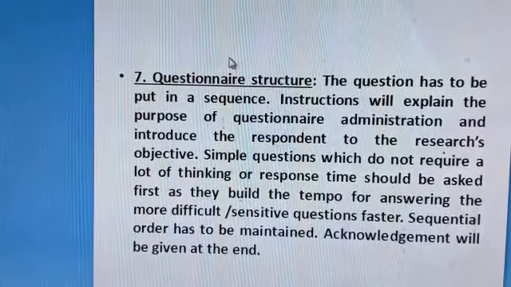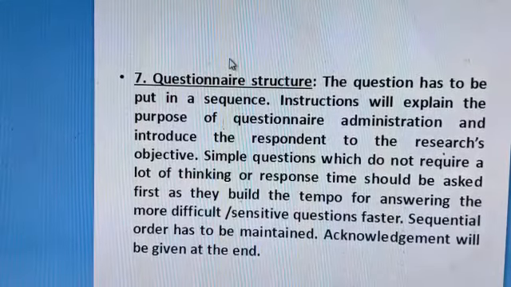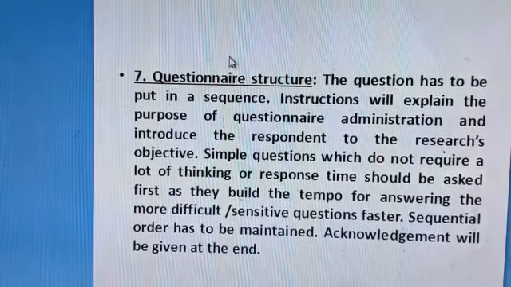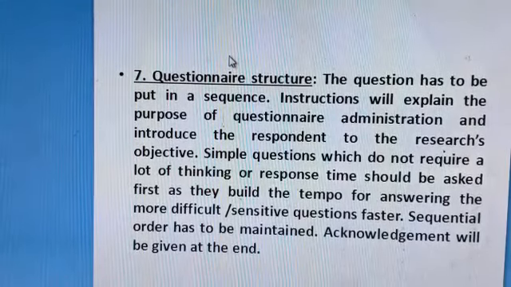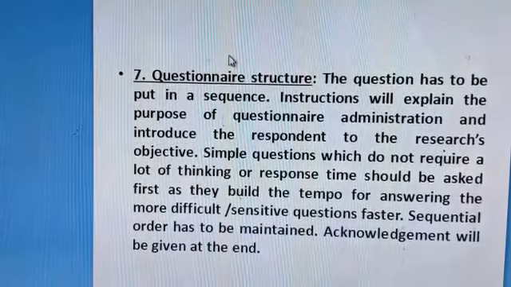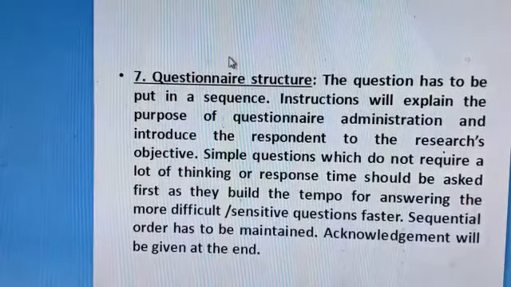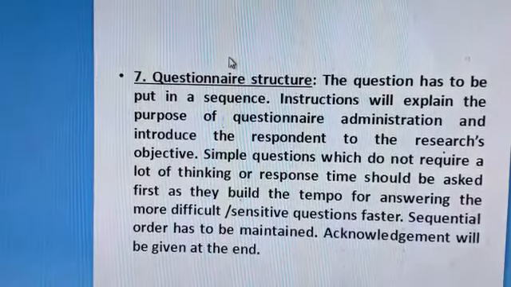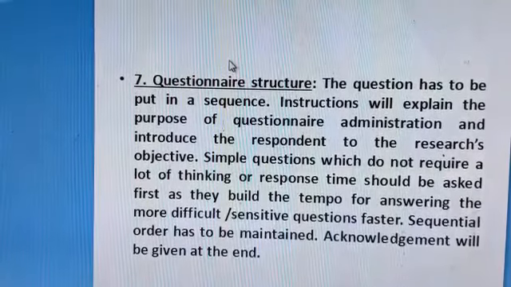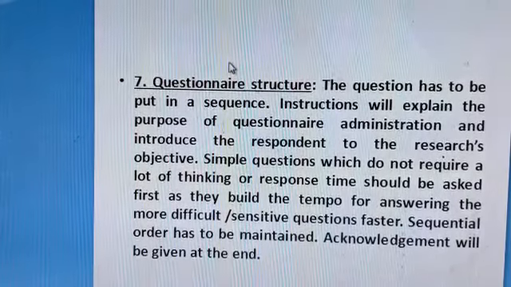Seventh, questionnaire structure. The questions have to be put in a particular sequence. The instruction will explain the purpose of questionnaire administration and introduce the respondent to the research objective. Simple questions which do not require a lot of thinking or response time should be asked first, and then it will build a tempo for answering the more difficult or sensitive questions later. So you start with simple questions, then go on to more difficult or sensitive questions. Sequential order has to be maintained in the questionnaire structure, and acknowledgement will be given at the end.